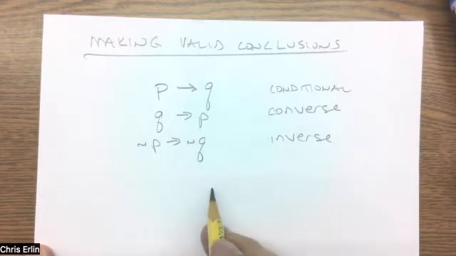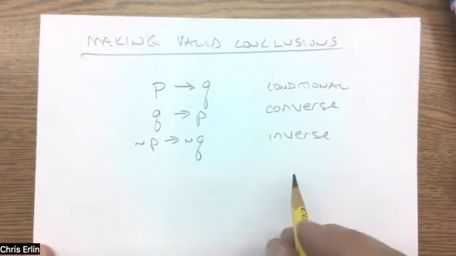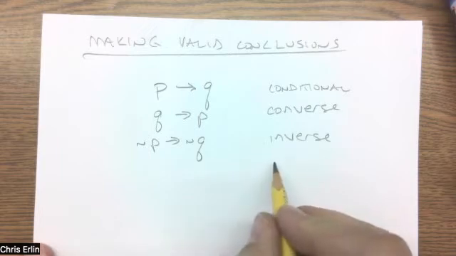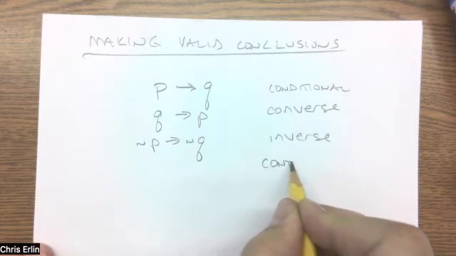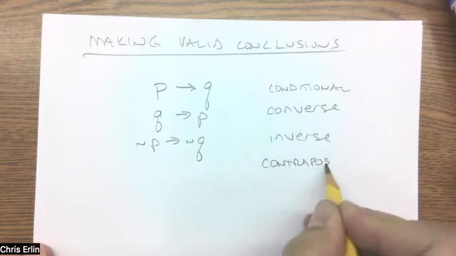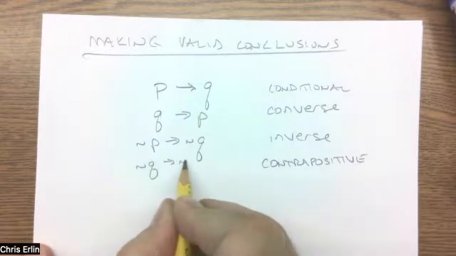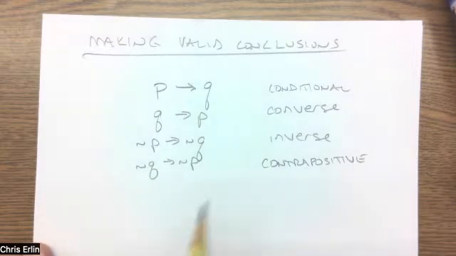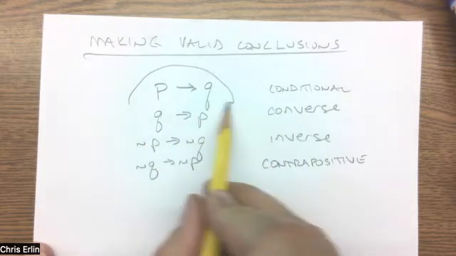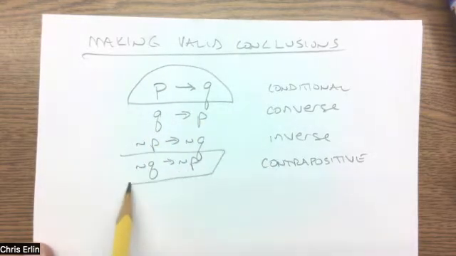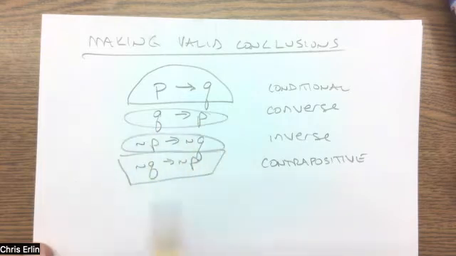If you don't know these, you need to know these. This is like the cornerstone of this unit. What's the last one? Contrapositive. And that's not Q implies not P. And then you'll remember that although each of these is a form of the conditional, when we think about the hamburger, we have a better understanding of how they're related.